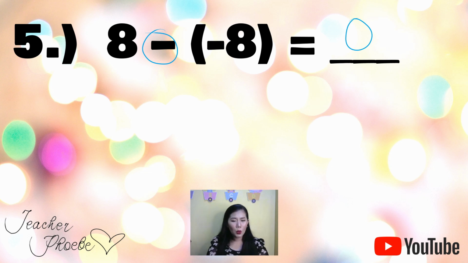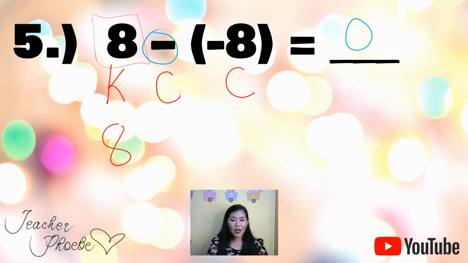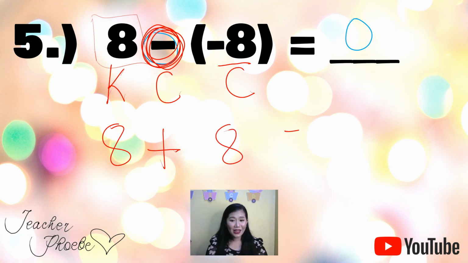Okay, so applying KCC, we're going to have keep, change, change. So, 8 here, okay, so magiging 8 lang din ulit siya. Then, change the operation minus, kunin natin yung ka-opposite niya, that is plus. Okay, then next, we have negative 8. So, change the sign of negative 8, so we're going to have 8. Ayan na, okay? 8 plus 8 is equal to what?